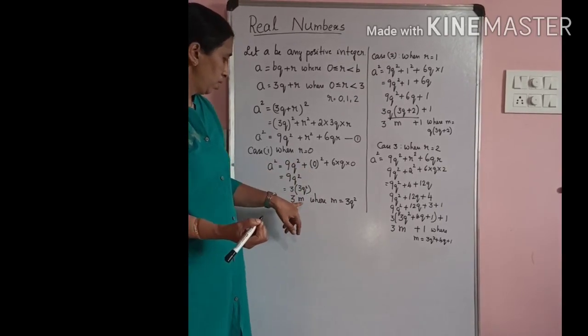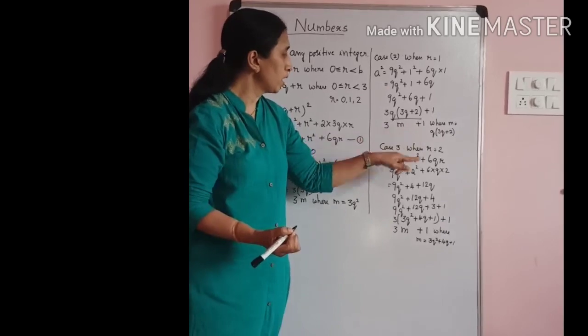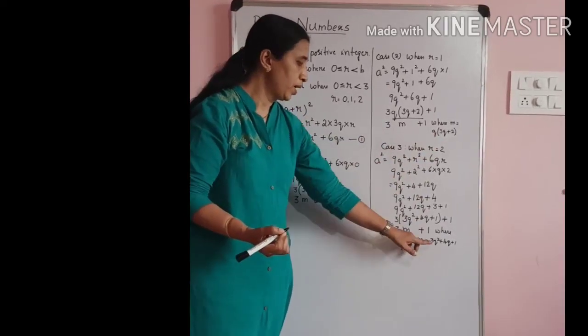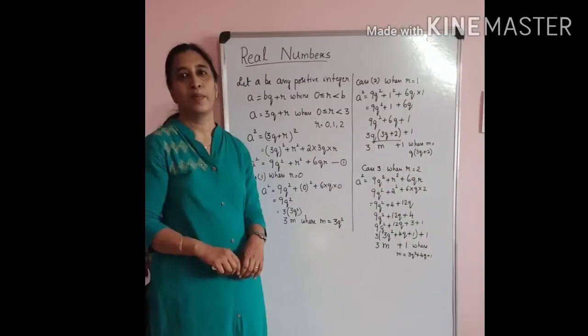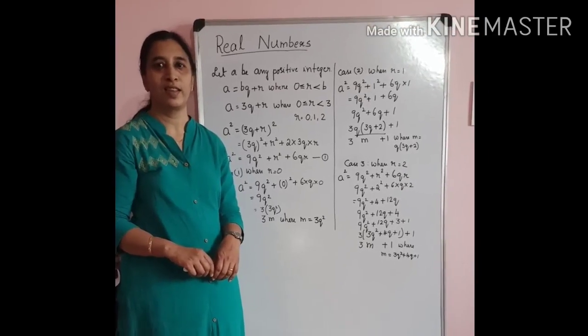Now we have solved this entire sum, and we got that the square of any positive integer is of the form 3m in case 1, and in case 2 and case 3 we got it in the form 3m plus 1. We completed the session on Euclid's division algorithm. Thank you, children.